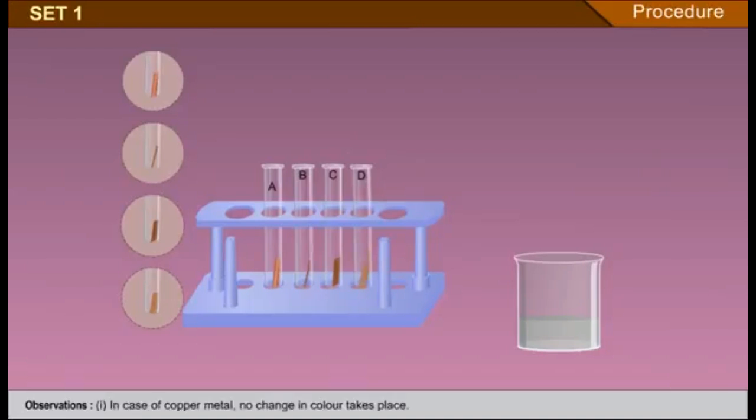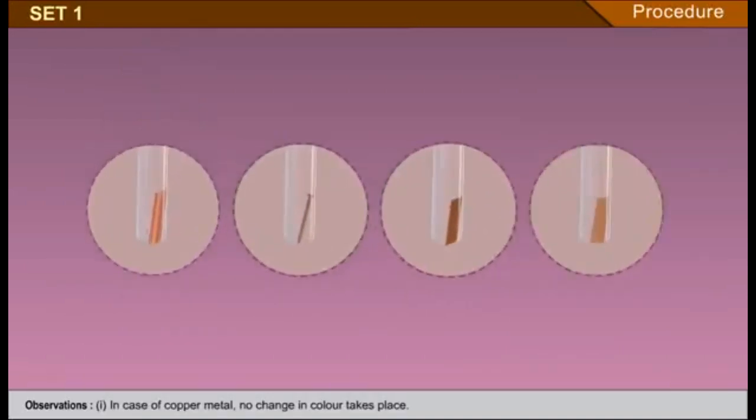Observations. 1. In case of copper metal, no change in color takes place. 2. In case of iron metal, a reddish deposit of copper is formed on its surface. 3. In case of zinc metal, a reddish deposit of copper is formed on its surface. 4. In case of aluminium metal, a reddish deposit of copper is formed on its surface.